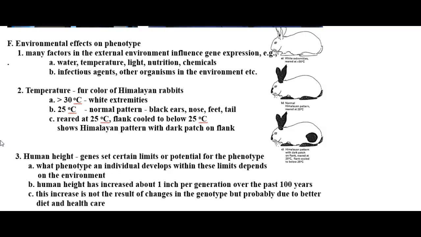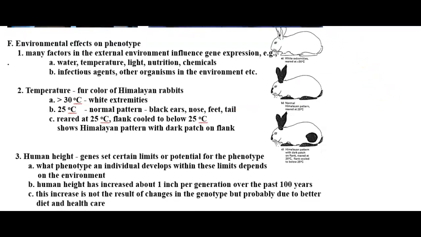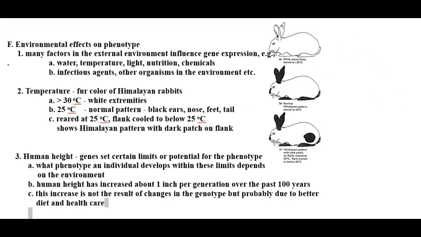So here's some other environmental effects on your phenotype. Things that can influence your gene expression. Water. How much water you have. So water, temperature, light, nutrition, chemicals, infectious agents, other organisms in the environment, etc. All those things can affect your gene expression.